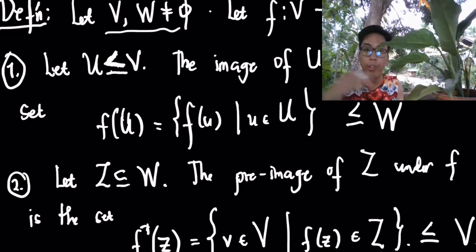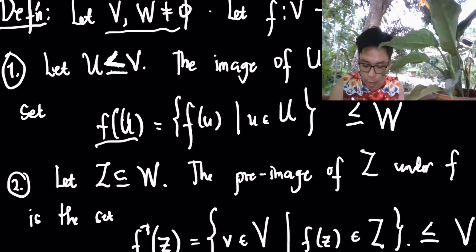If you have any questions or clarification, you can comment down there so that I would know and we can discuss that thoroughly. I would just leave this to you, but it's pretty obvious to show that this one is a subspace of W, and this one is also a subspace of V. Okay, so we will now introduce another definition.